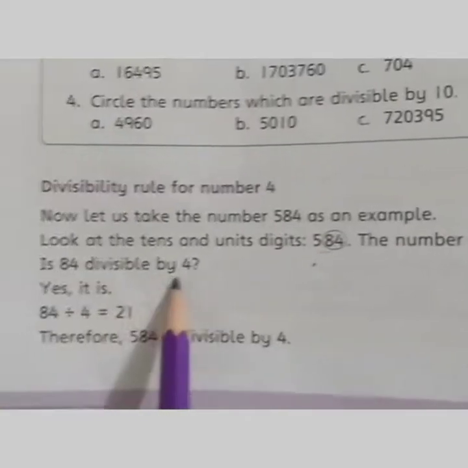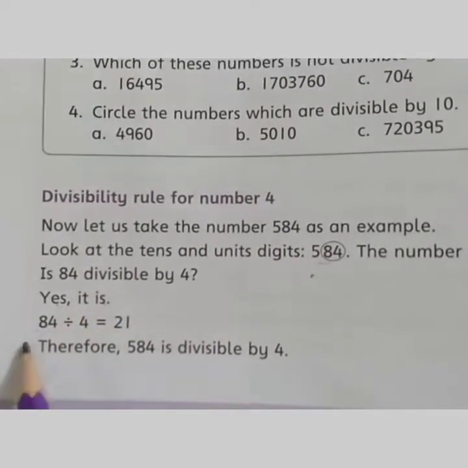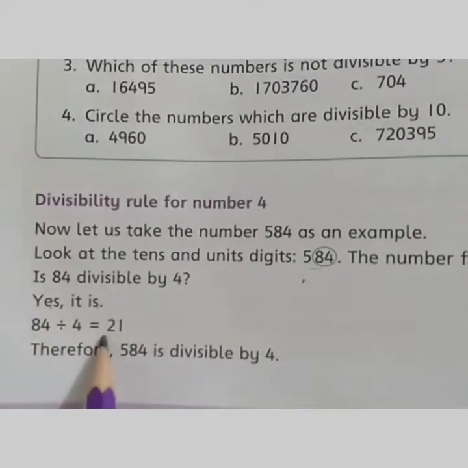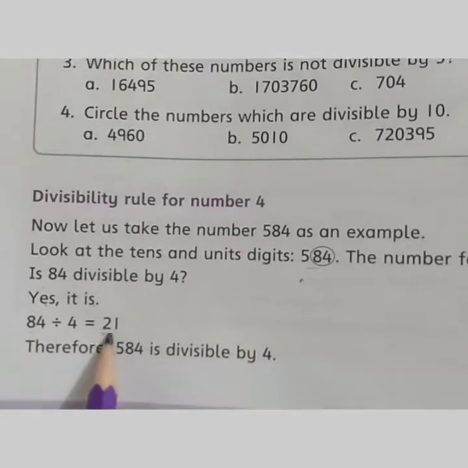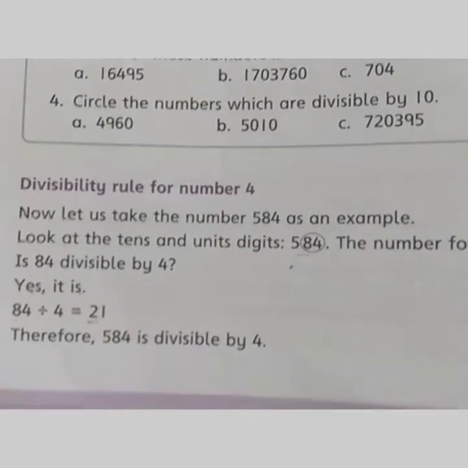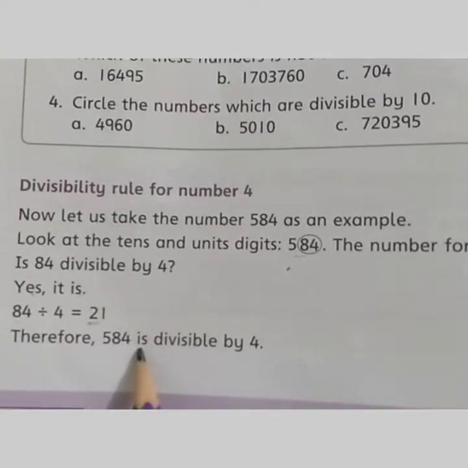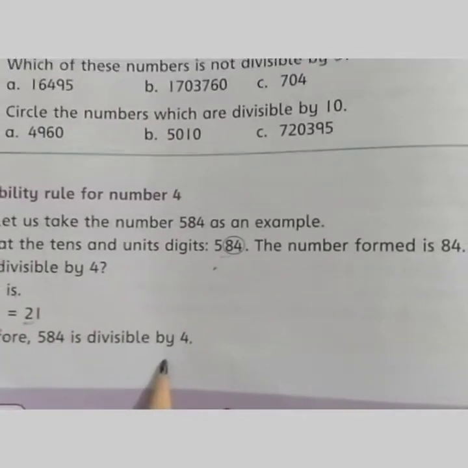Is 84 divisible by 4? Yes, it is. 84 divided by 4, the answer is 21, having no remainder. Therefore, 584 is divisible by 4.